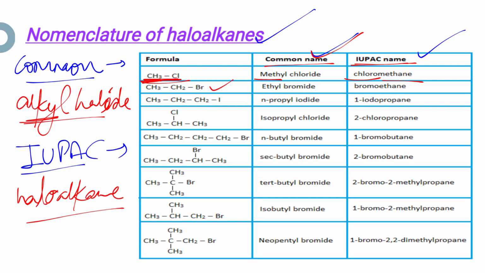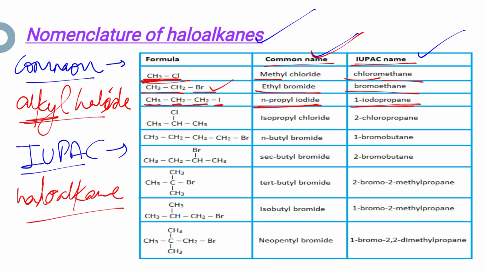Same for CH3CH2Br. There are two carbon atoms and one bromine atom. So it gives the common name ethyl bromide and the IUPAC name bromoethane. Same for CH3CH2CH2I. There are three carbon atoms and one iodine atom. It gives n-propyl iodide and 1-iodopropane. Should we write 1 or not write 1? This is the question of many students.